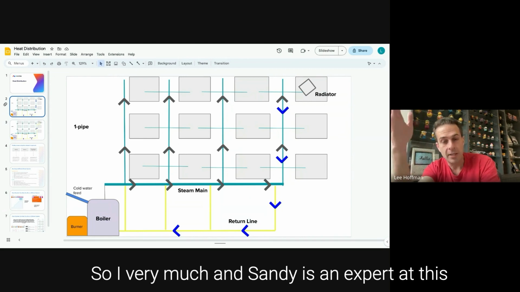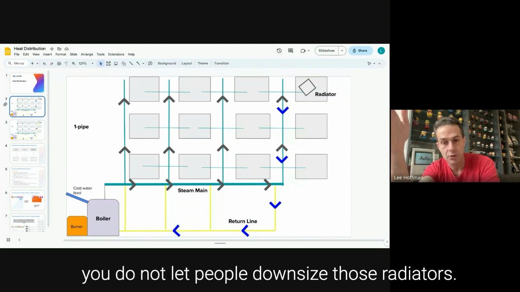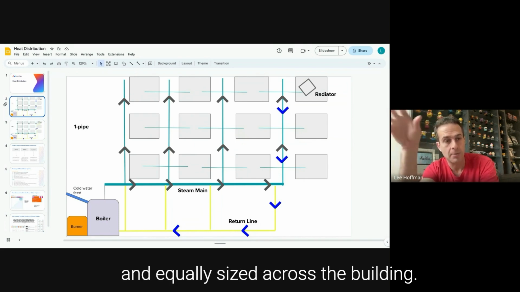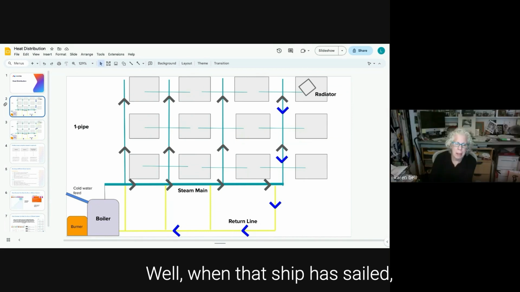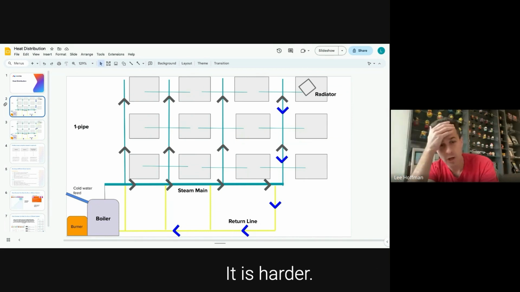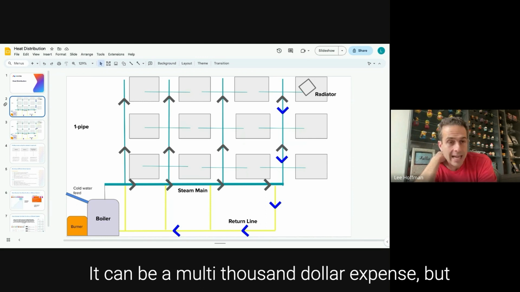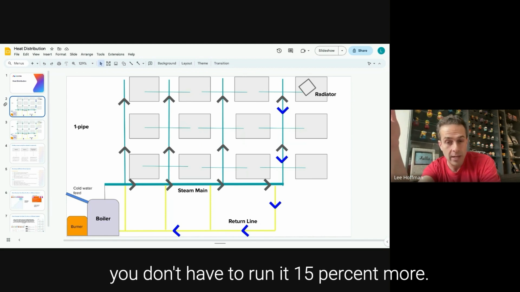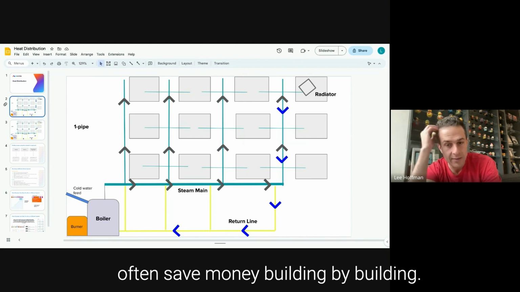So I very much, and Sandy's an expert at this, would recommend if you're on a co-op board, you do not let people downsize those radiators. You want the radiators to be properly and equally sized across the building so you're not running the heat just to heat one or two apartments. Well, when that ship has sailed, it's hard to bring it back. It is harder. One of the things I have seen buildings do is offer to pay to put an older radiator in. It can be a multi-$1,000 expense, but if you can run the heating system less, because you don't have to run it 15% more to heat one apartment, you can often save money.